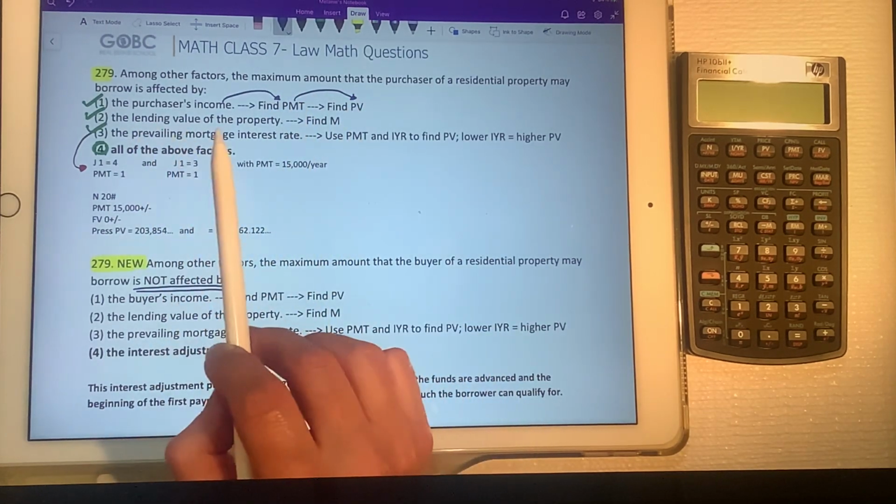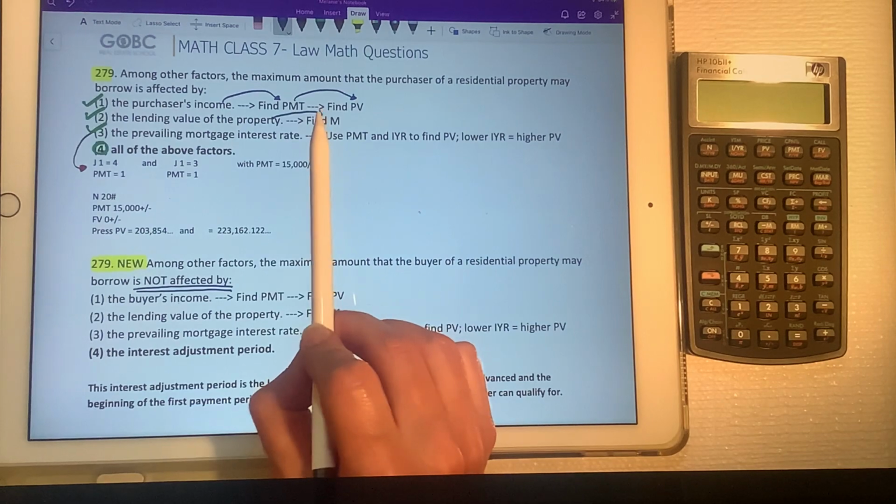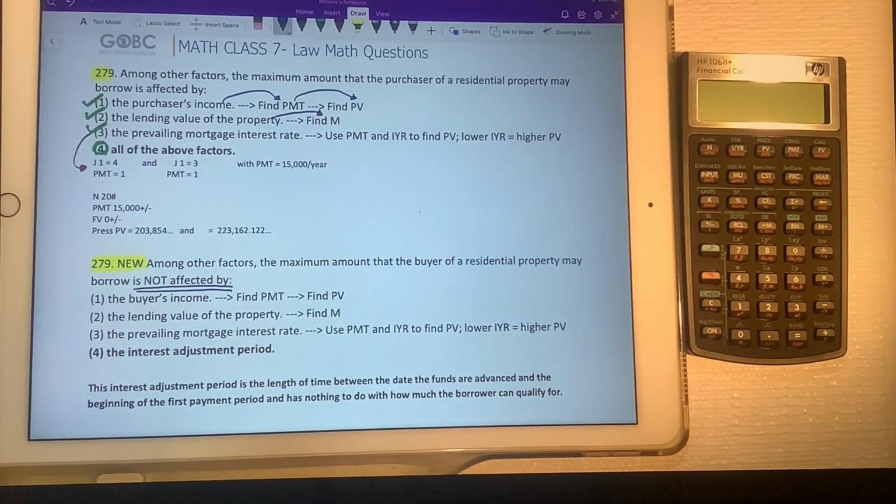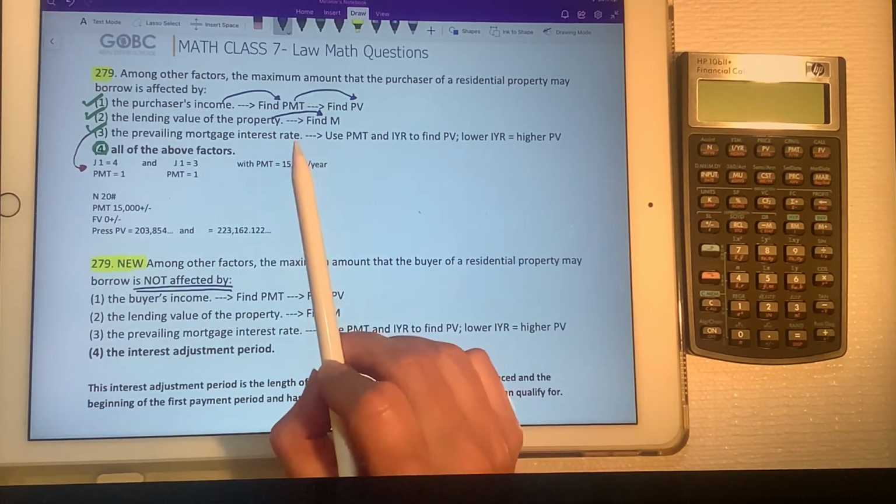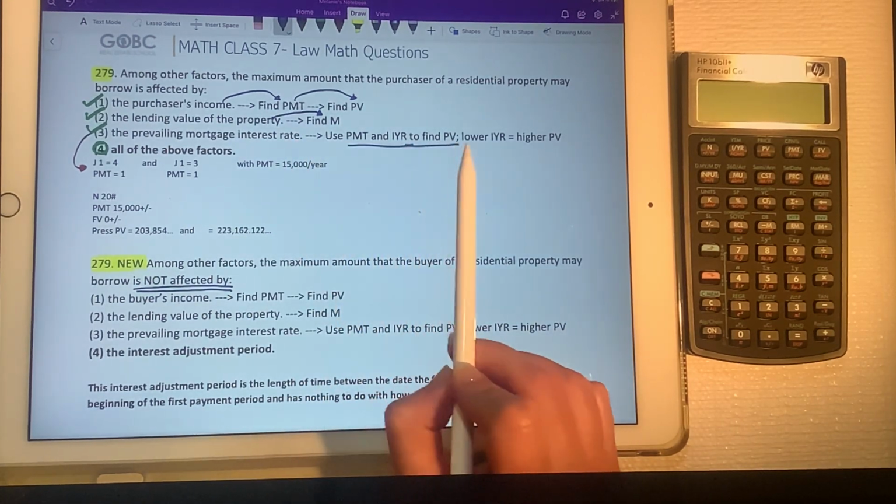Second one says the lending value of the property. And what do we use for that? What do we do with that? Well, we use that to find our M. And then the lender will also look at the prevailing mortgage interest rates. So what are the current interest rates? And then we would use our payment and the IYR to find our PV amount, right?